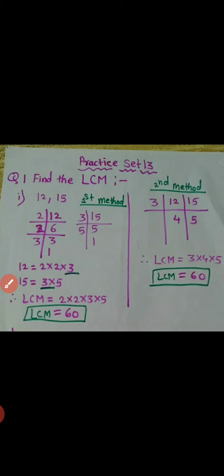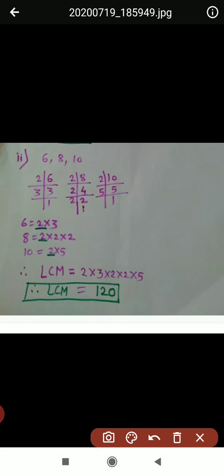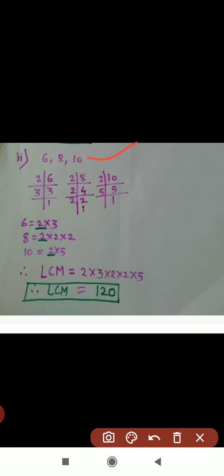So next, the second one we'll see. Here 3 numbers are given. Same method only you have to use. So first prime factorize all three, after that you can find the LCM. First here, 6's factors: 2 3s are 6, 3 1s are 3.